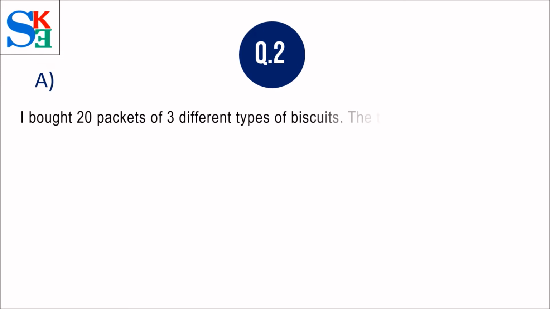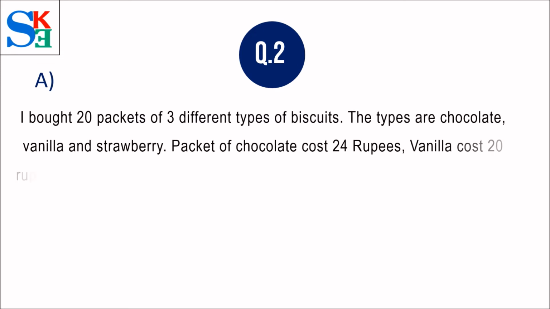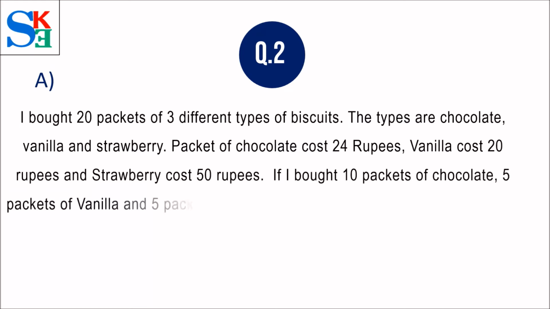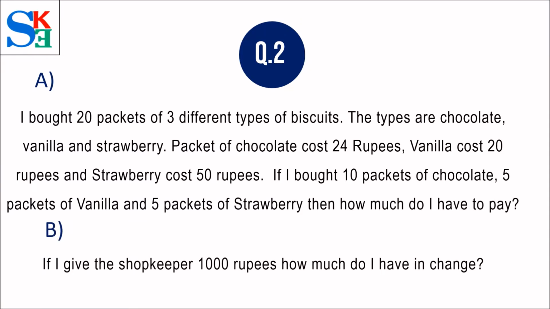Question 2. A. I bought 20 packets of 3 different types of biscuits. The types are chocolate, vanilla and strawberry. A packet of chocolate costs 24 rupees, vanilla costs 20 rupees and strawberry costs 50 rupees. If I bought 10 packets of chocolate, 5 packets of vanilla and 5 packets of strawberry, then how much do I have to pay? And in B, if I give the shopkeeper 1000 rupees, how much do I have in change? Okay, so let's start with question A.